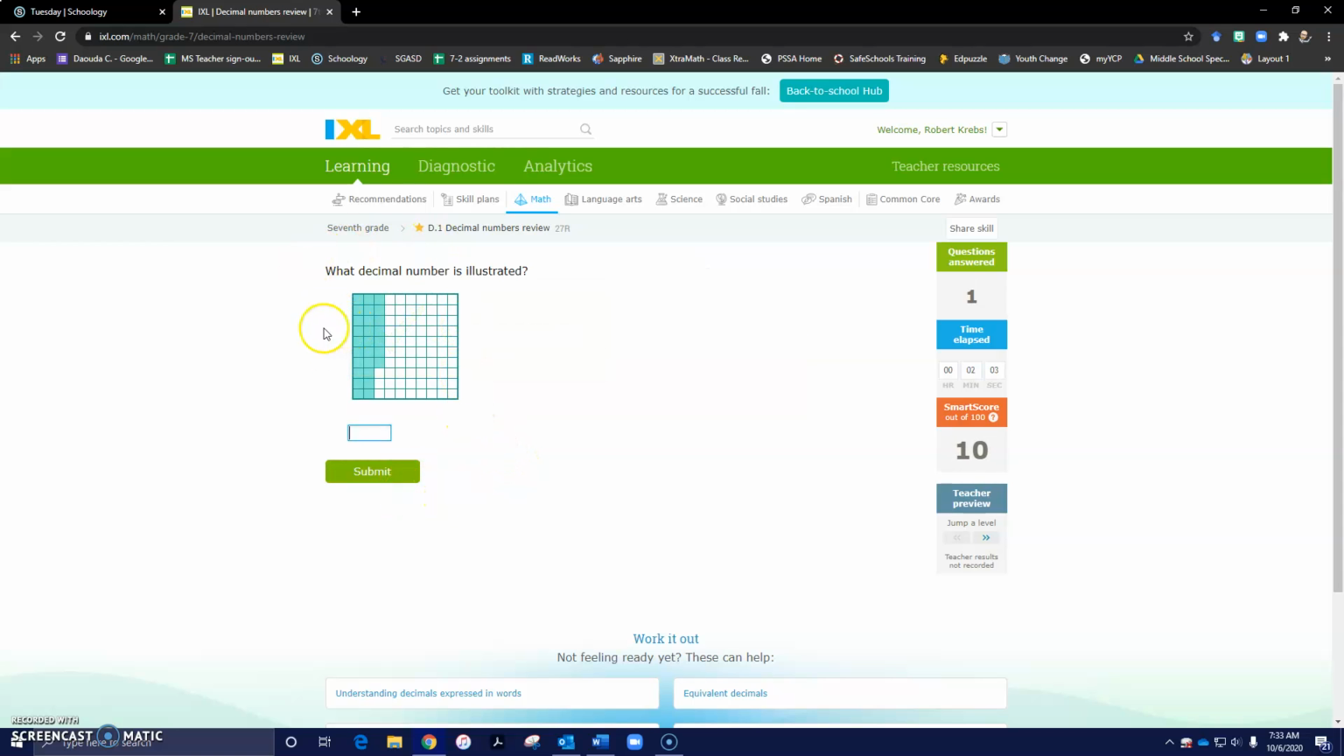Now for this one, it's again out of 100, but now I don't have any whole pieces. So it's going to be 0 point something. This is going to be less than 1 whole. Again, I can count my complete rows. I have 1, 2 complete rows, so that's 20 if I'm counting by tens. 10, 20. And then 1, 2, 3, 4, 5, 6, 7. So that's 27 hundredths.